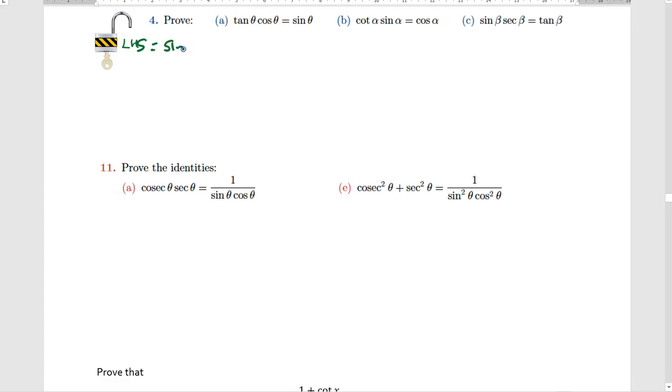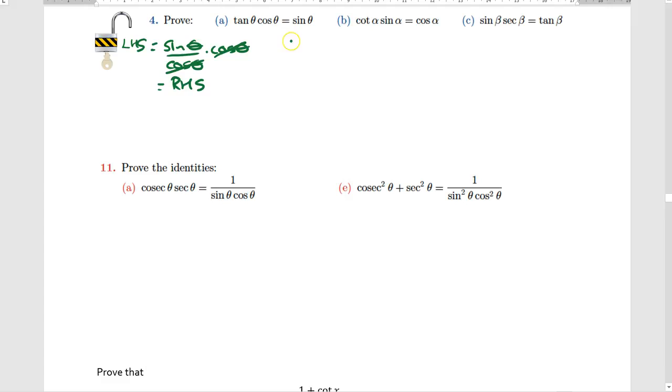So if I write that as sine theta over cos theta, and that's being multiplied by cos theta, you can see that they will cancel out to leave me with sine theta, which is the right-hand side. A nice one to start with. Our next one, cot times sine equals cos.